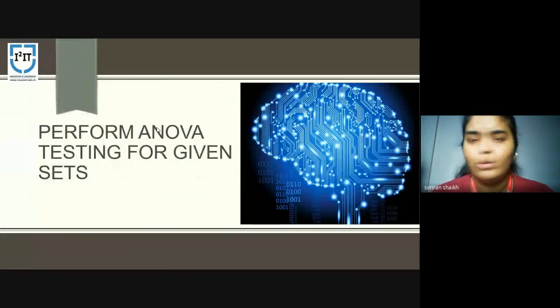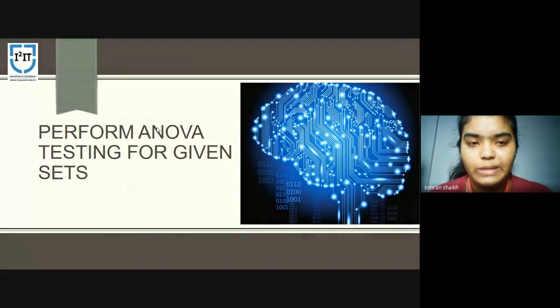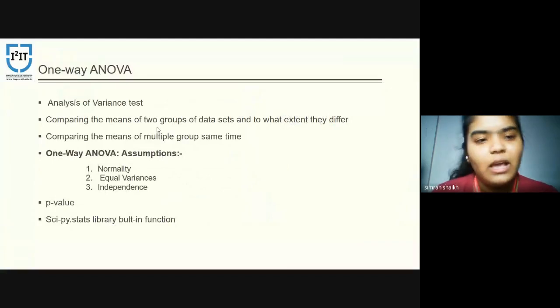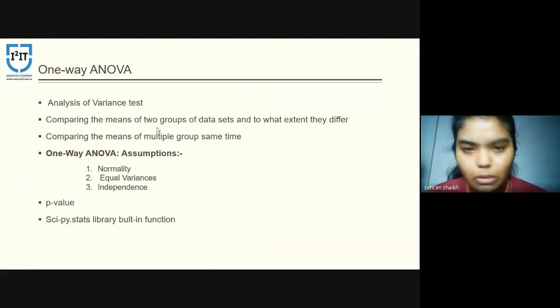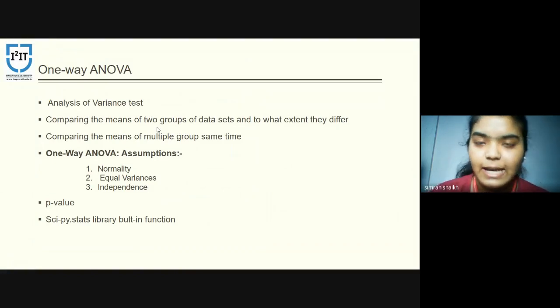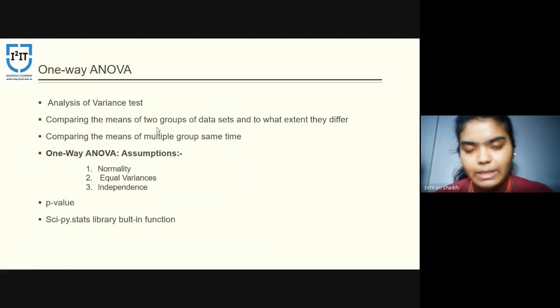Now, before we jump directly to the code, I would like you to know what ANOVA testing is, why it is done, and what its purpose is. So let's get started. The ANOVA test stands for the analysis of variance test. It is a statistical tool concerned with the means of groups of data sets. The means of these groups are compared using this ANOVA test, to see to what extent they differ from each other.